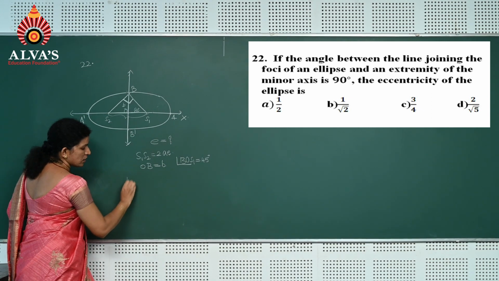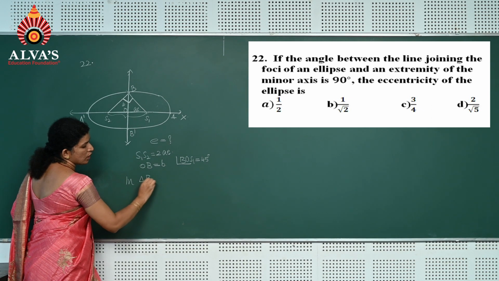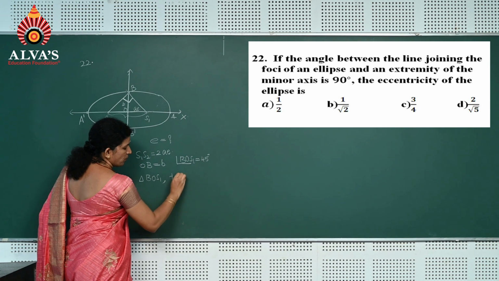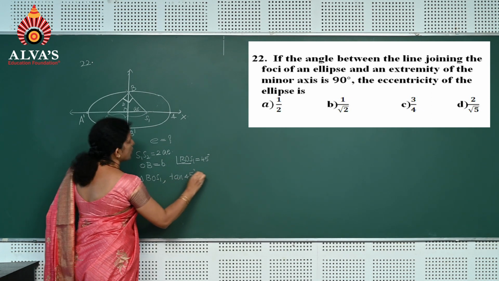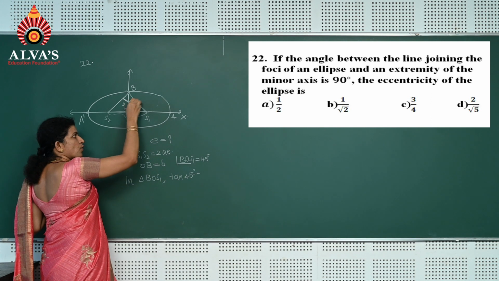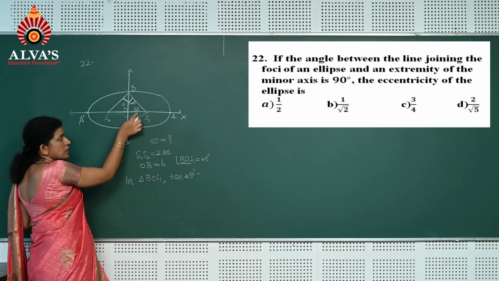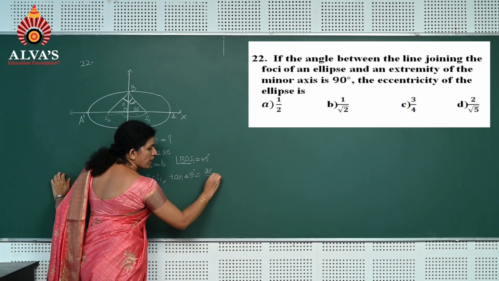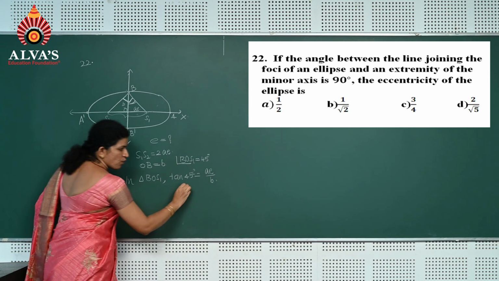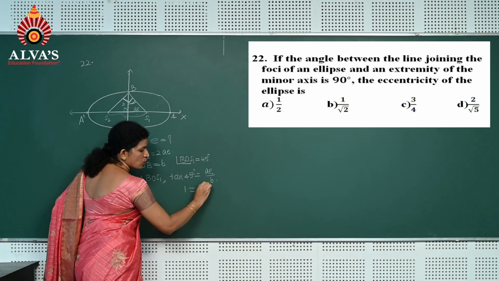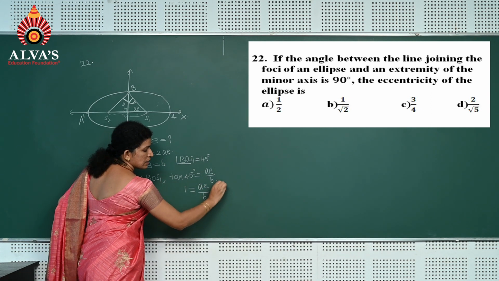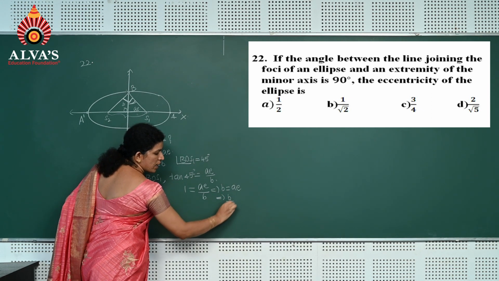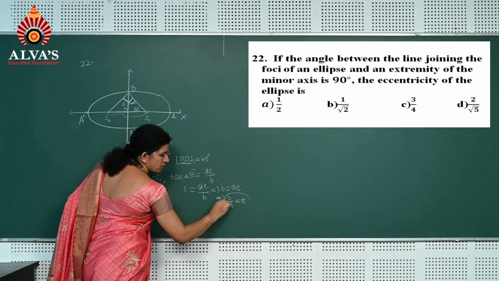Now consider the triangle BOS1. Take tan 45. This angle is 45, tan 45 is equal to opposite by adjacent side, meaning AE divided by B. The tan 45 value is 1, equal to AE by B, meaning B equal to AE, so B by A is equal to E.